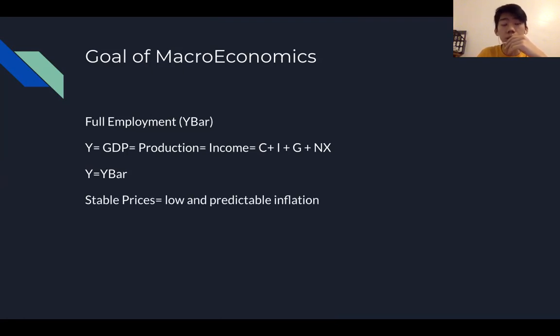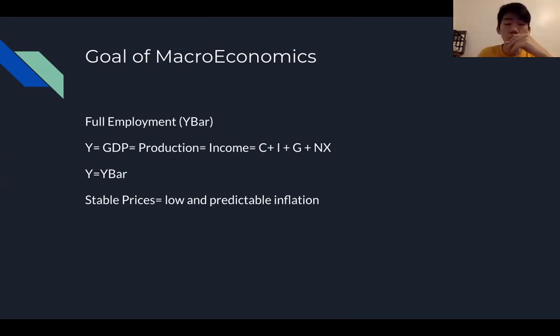This means that stable prices is equal to low and predictable inflation. This doesn't mean that prices don't change. It just means that the change in price is easy to predict. So for example, if the inflation rate is 2%, then I know that prices are only going to get 2% higher. That's nothing really big or scary, so there's no actual shock.